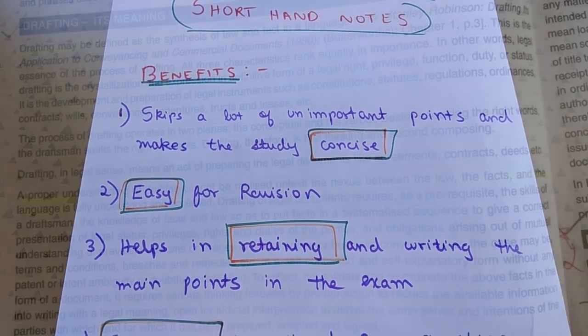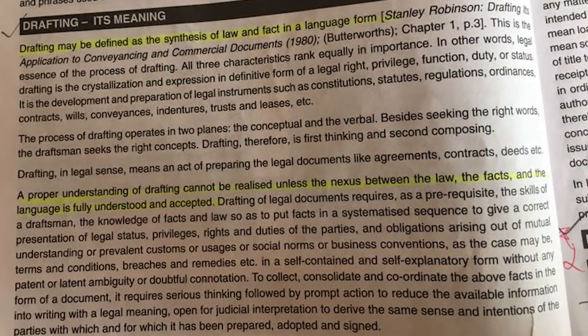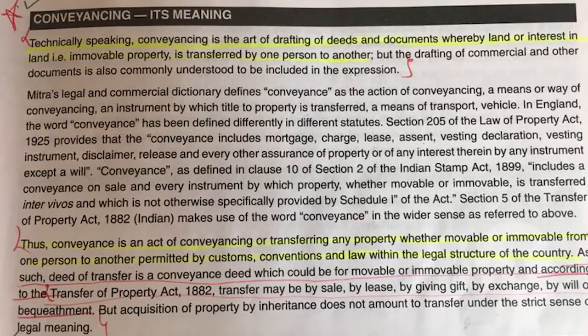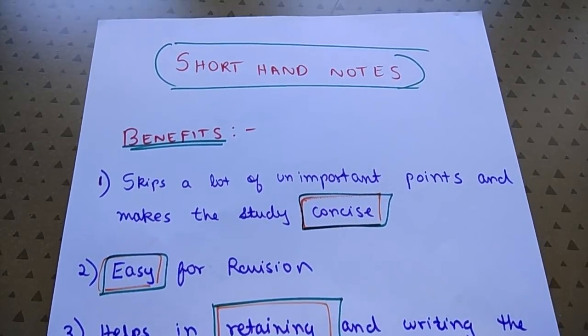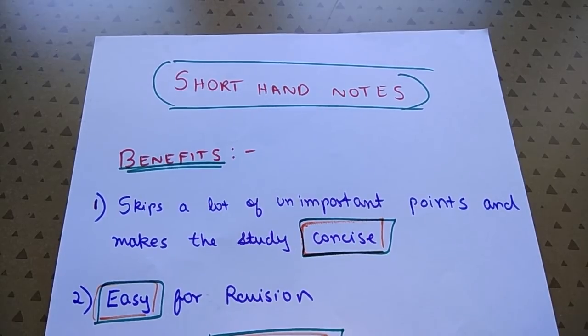For example, in page 2 and 3 in the textbook, I read the meaning of drafting and conveyancing and made few points, just enough to understand the concept. I even wrote down the drafts, and this helped me a lot to understand and reproduce it easily in the exam. The benefits of making shorthand notes are: 1.